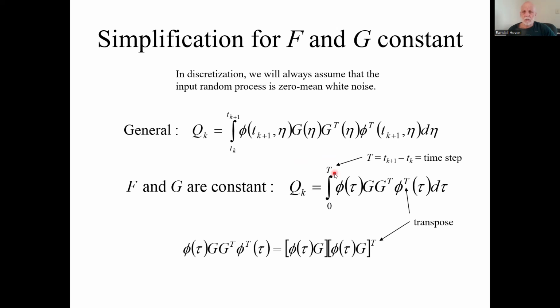Sorry for these T's having 2 different meanings. This upper limit on the integral is the time step, which is just the time difference between T sub k and T sub k plus 1. These superscript T's here mean transpose. And by the way, the easy way to do this inner guy is this way. Figure out what phi times G is, and then do this operation.